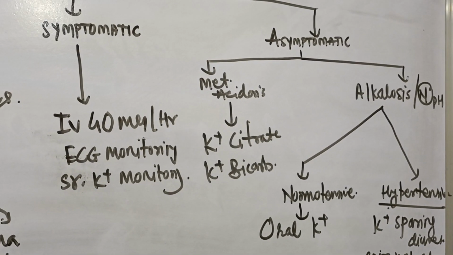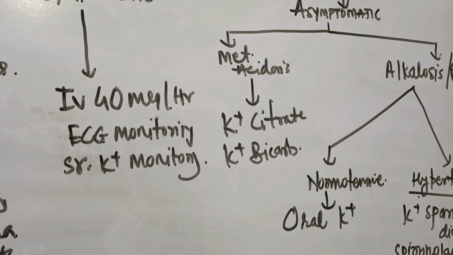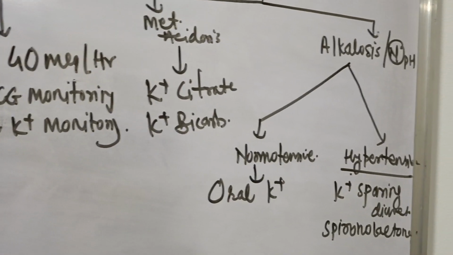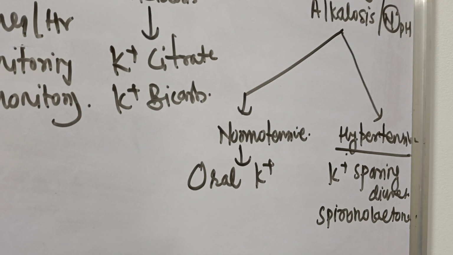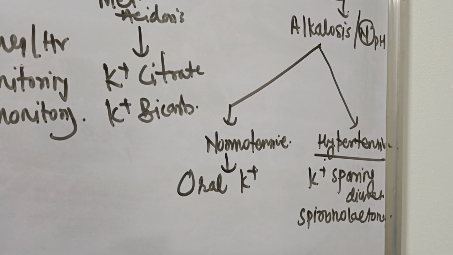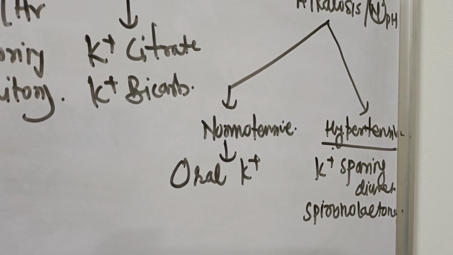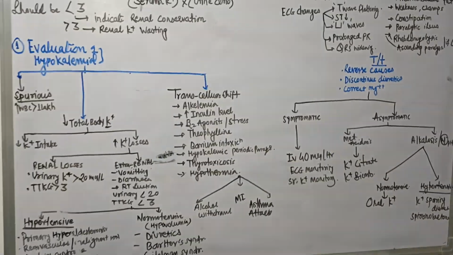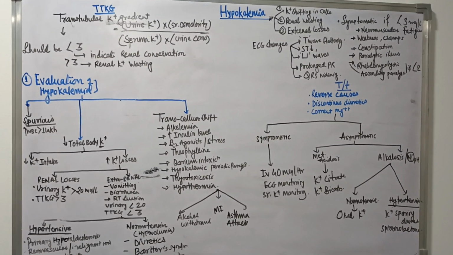The patient could be in metabolic acidosis, alkalosis, or normal pH. When the patient has metabolic acidosis, we should correct potassium with potassium citrate or potassium bicarbonate. When the patient has alkalosis and is normotensive, we should use oral potassium, and when the patient is hypertensive and has alkalosis, we must use potassium sparing diuretics like spironolactone. So this is the basics of hypokalemia and management of hypokalemia in short.